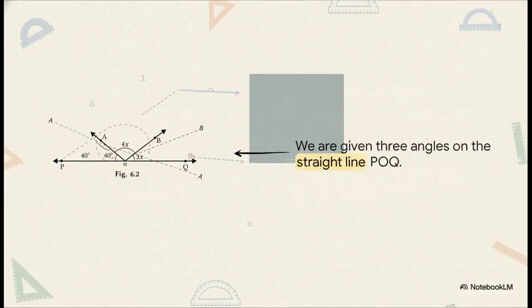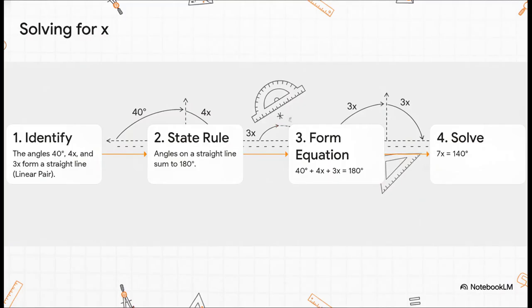The first and most important clue is right there in the question. POQ is a line, a straight line. And if we look at the picture, we've got 3 different angles all sitting together on that line. So the absolute key here is to connect what you see to a rule you already know. Angles on a straight line. What does that mean? They're supplementary. They form a linear pair. So their sum must be 180 degrees. As soon as you know that, you can build the equation 40 plus 4x plus 3x equals 180. From there, it's just a matter of solving it step by step.